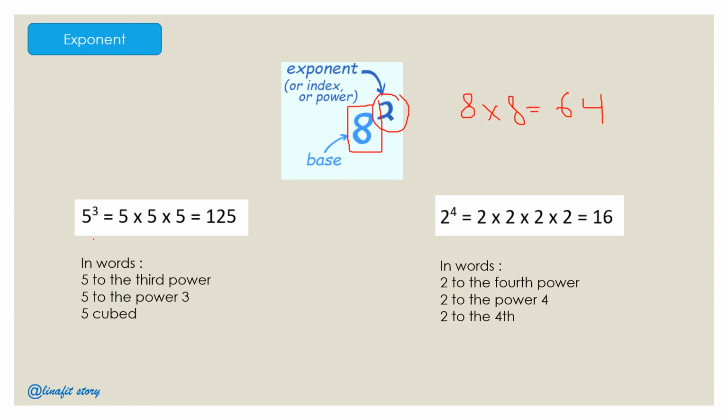Some more examples. This is 5 cubed. 5 times 5 times 5 equals 125. In words, 5 to the third power, 5 to the power 3, or simply 5 cubed. Another example. 2 to the fourth power, or 2 to the power 4, or 2 to the fourth, equals 2 times 2 times 2 times 2, equals 16. And then, some people use the caret symbol. So for example, this is the same as 2 to the fourth, equals 16.